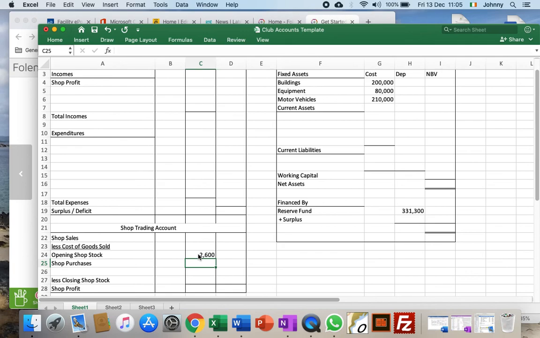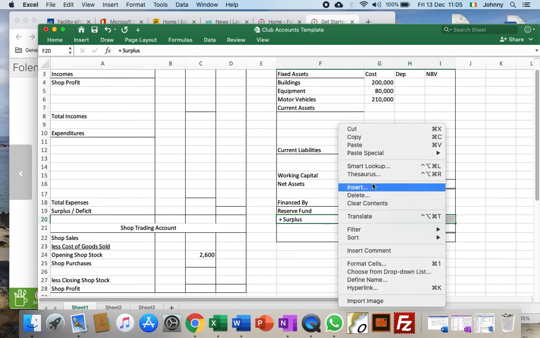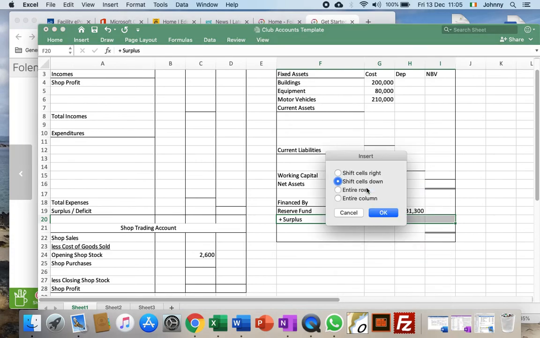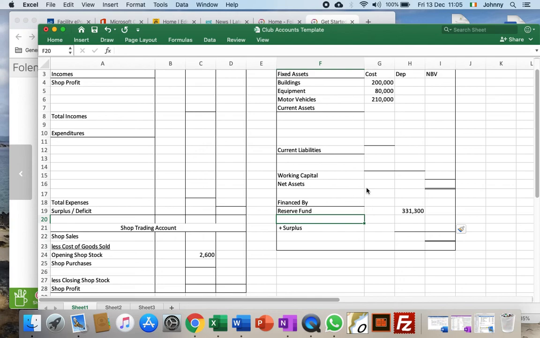Now, 40-year loan at 8% interest a year. Well, that's money that we owe, so I'm going to put that in here down the end in our financed by. It's a loan that we have. So it's another way of funding our club. So I have 40-year loan. Okay, and that's 100 grand.